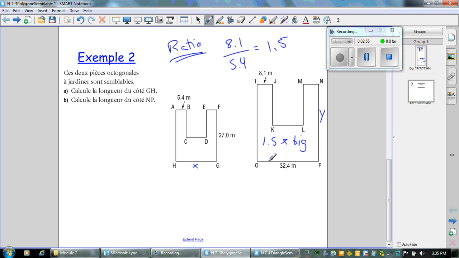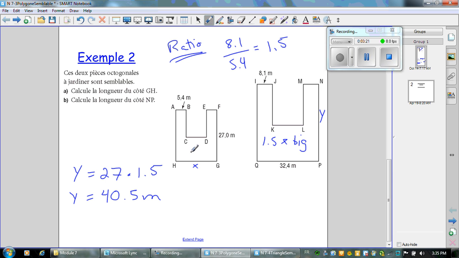So that means that if this is 27, then y would be 27 multiplied by 1.5. So that means y would be 27 plus half of 27. Half of 27 is 13.5. So it would be 40.5 meters.